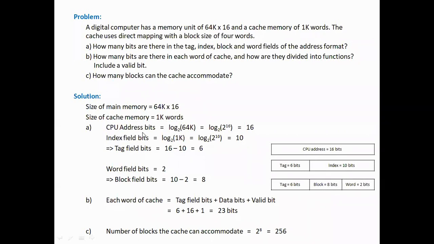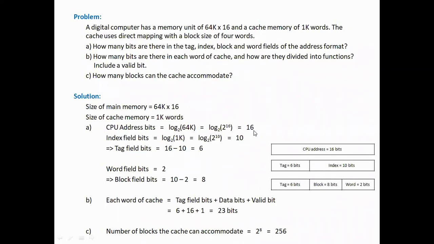How many bits will there be in the CPU address, the address that the CPU will produce, since this address represents the address of main memory? The main memory has 64k entries. For 64k entries, how many address bits are needed? We know that we can calculate it using log. So log of this 64k implies 16.